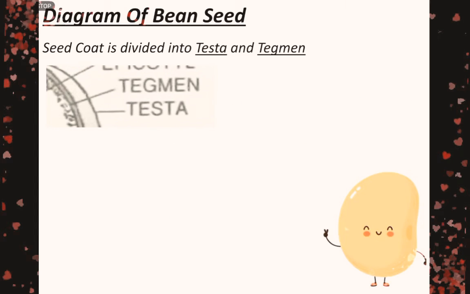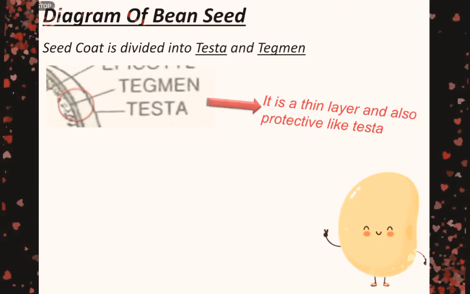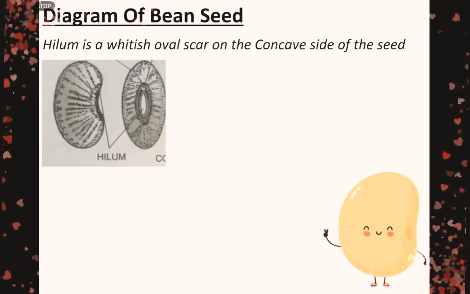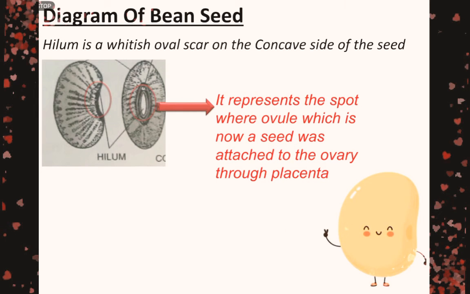Next, let's see about the tegmen. Tegmen is also a thin layer and also protective like testa. Next, let us study about the hilum. Hilum is a whitish oval scar on the concave side of the seed. It represents the spot where the ovule, which is now a seed, was attached to the ovary through the placenta.